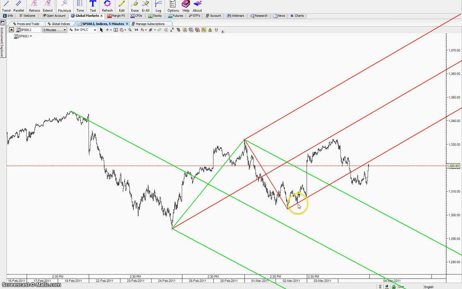Okay, it's saying we've got support there, we've got support there. We've broken up, we've banged along here, we've come down, we've broken down, we're back testing. That's what it's saying.